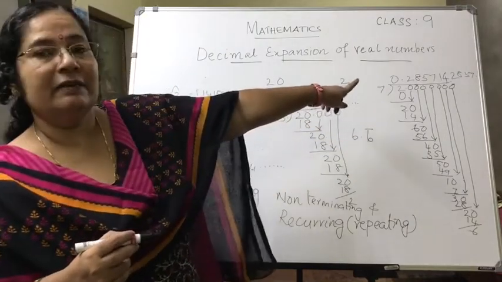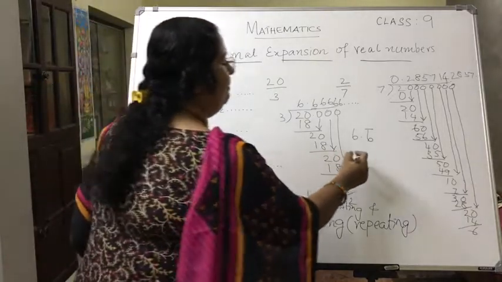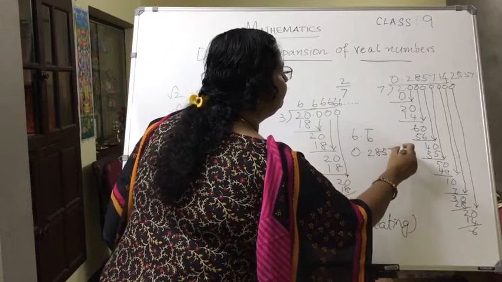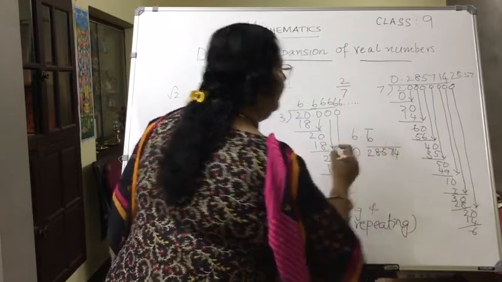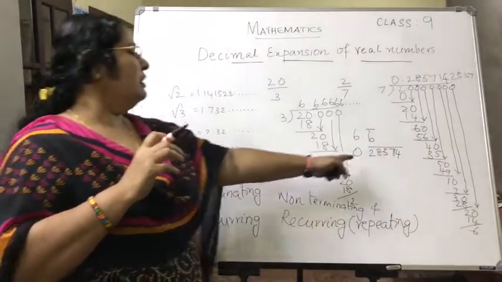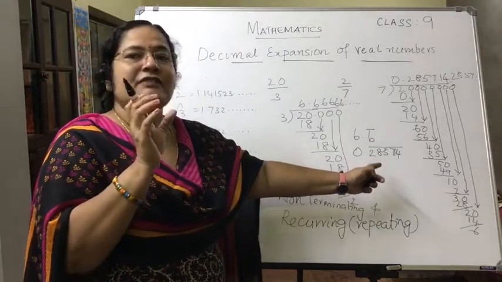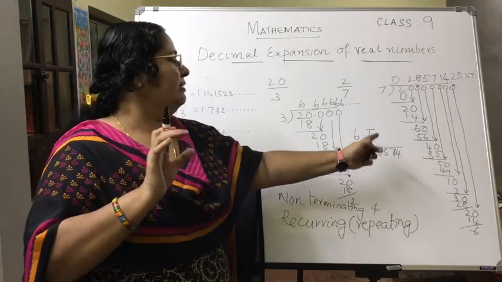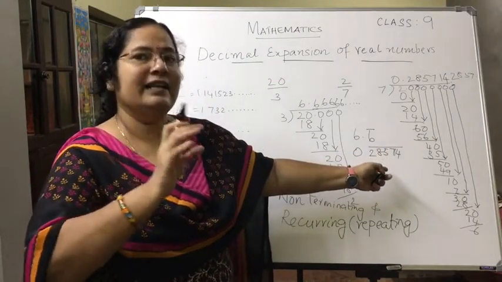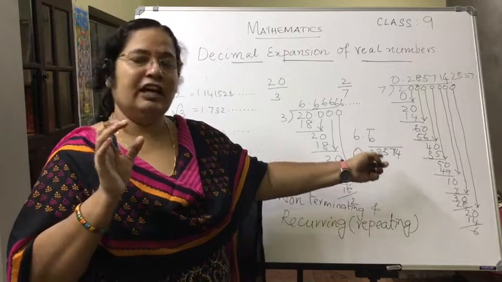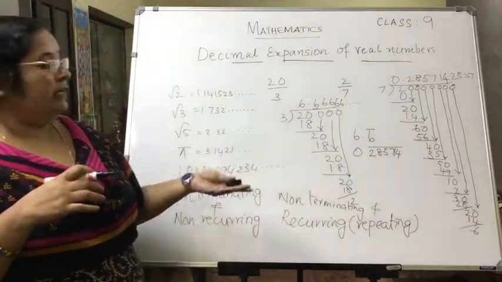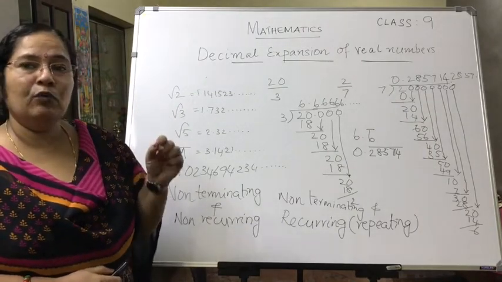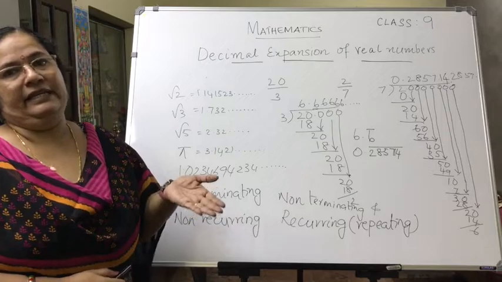So how will you write the decimal expansion for 2 by 7? It will be 0.285714 with a bar over this entire slot of digits. What does this mean? This particular set of digits is repeating in the same order. 285714 is repeated in the same order. So have you understood how to represent the non-terminating and recurring decimal expansion? We use a bar over the digits which are repeated.